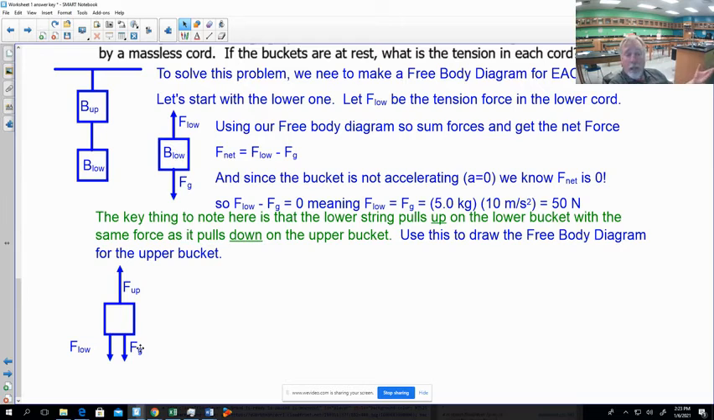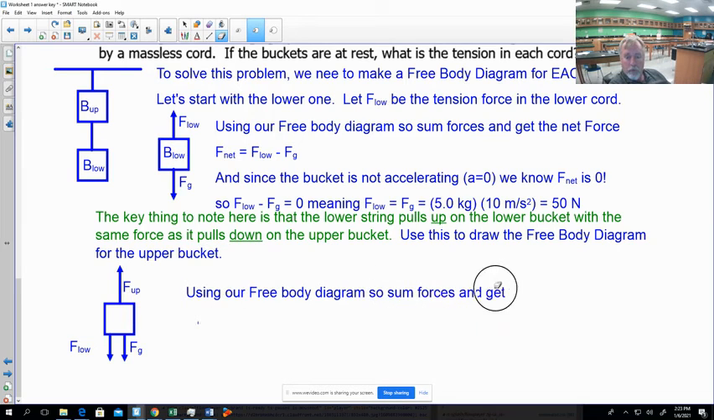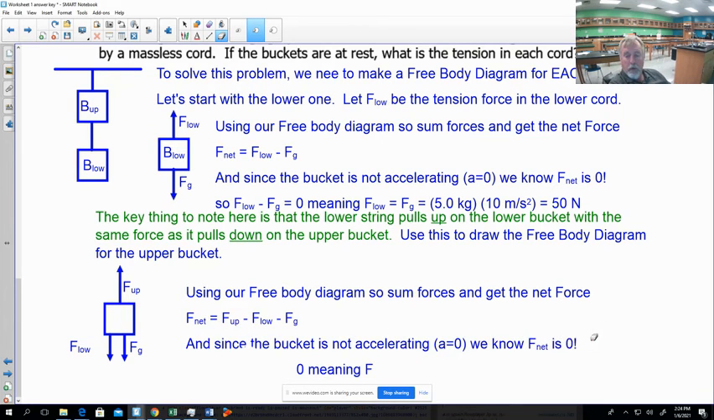Again, we use our free body diagram to find our net force by summing our forces. F net is equal to F up, with two forces pointing down, the force from the lower string and the force of gravity. The bucket's not accelerating, so the acceleration is 0 and F net is 0. This means F up minus F low minus Fg equals 0. So the force on our upper string equals the force on our lower string plus the force of gravity: 50 newtons from our lower string pulling and 50 newtons from gravity pulling. The tension on our upper string is 100 newtons.